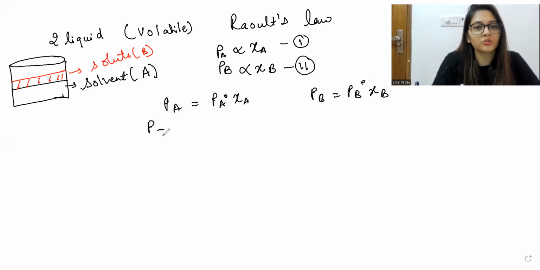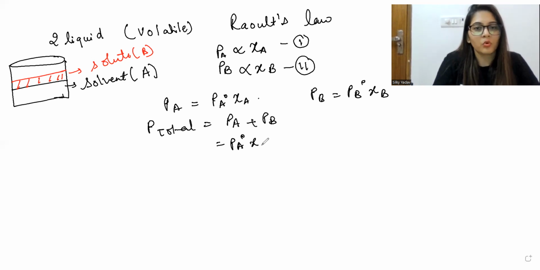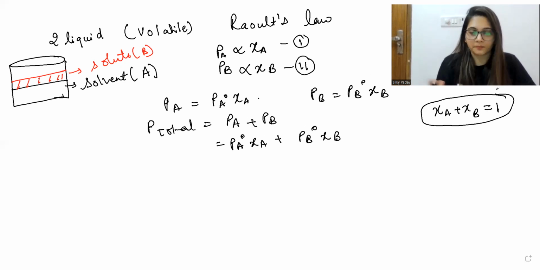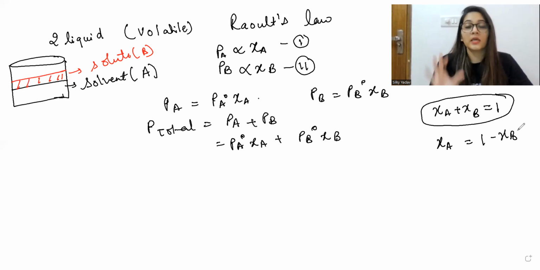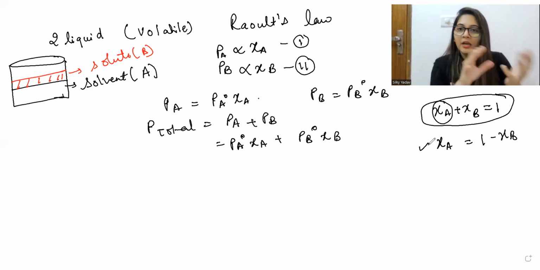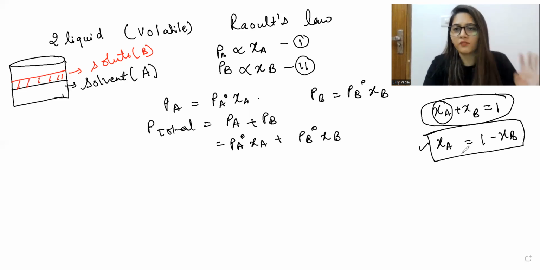And now you all know that P total will be the sum of the partial pressure because of the solute and the solvent. That means you have to add both of them. So you will get P total equals PA naught XA plus PB naught XB. And you all know that mole fraction of A plus mole fraction of B is equal to 1. You know that mole fraction cannot be more than 1. So let me take XA equal to 1 minus XB. The solvent is this, so the remaining part will be the solute, right? So in this equation, I will be replacing the mole fraction of A by 1 minus mole fraction of B.